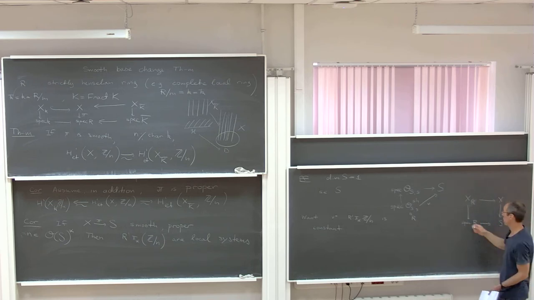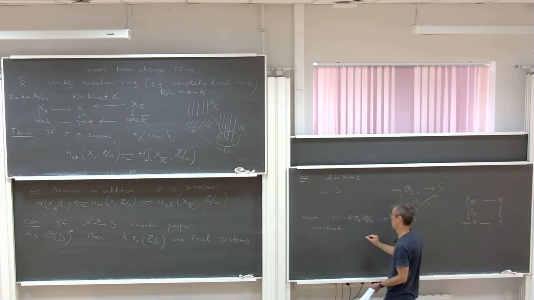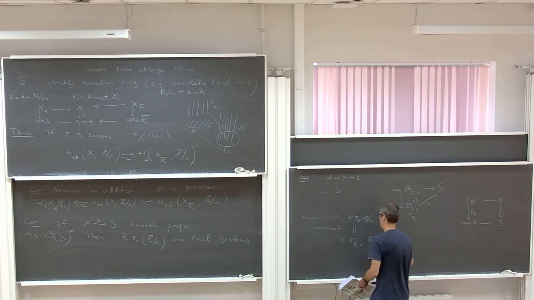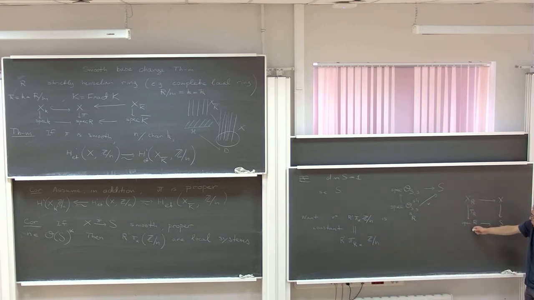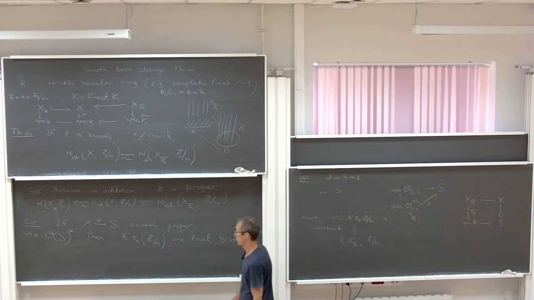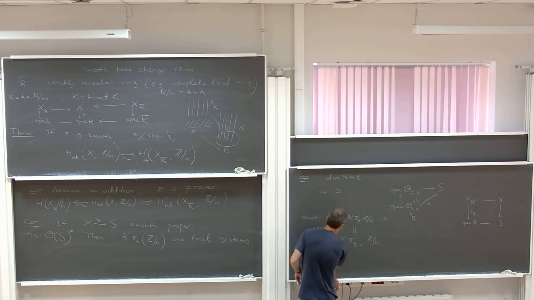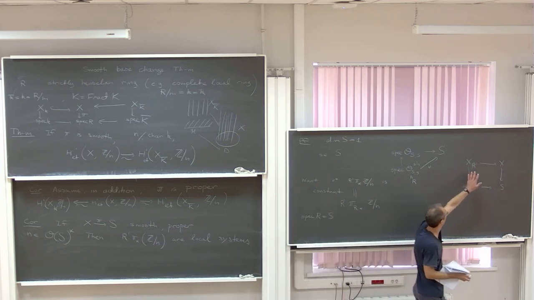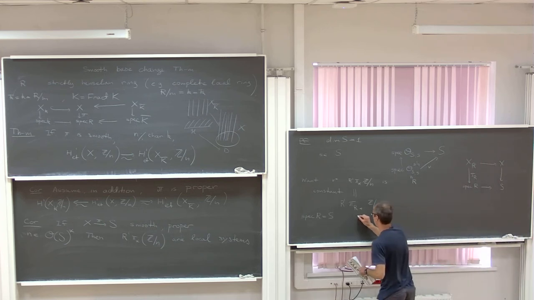And by the proper base change theorem, this is the same as pi_R lower star of Z mod n Z, right? So we are reduced to showing that in the case when R is strictly Henselian, this direct image is a constant sheaf. And okay, so what does it mean that the sheaf is constant? It means that I will reduce to the case when Spec R is equal to S, right? So from now on, we are looking at this. And I will call pi_R just pi.